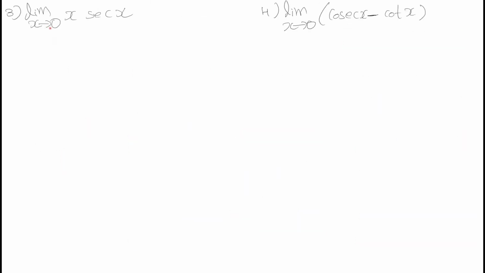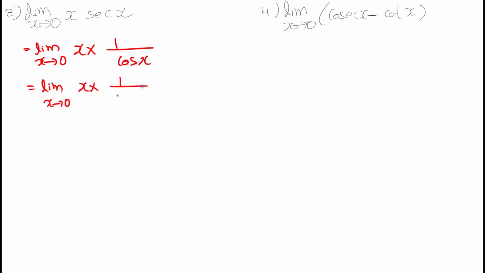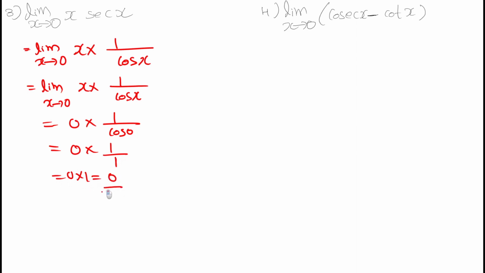Next question is limit x tending to 0 of x into secant x. See, it's equal to limit x tending to 0 of x into, what is secant x? Secant x is 1 divided by cos x, right? So it's equal to limit x tending to 0 of x into 1 by cos x. Take the limits: 0 into 1 by cos 0. Cos 0 value is 1, so 0 into 1, answer equal to 0.